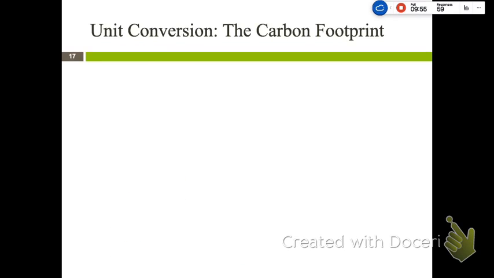What I want you to do next is pull out the packet. The packet is unit conversion, the carbon cycle. We are going to focus on Model 1, the first page.